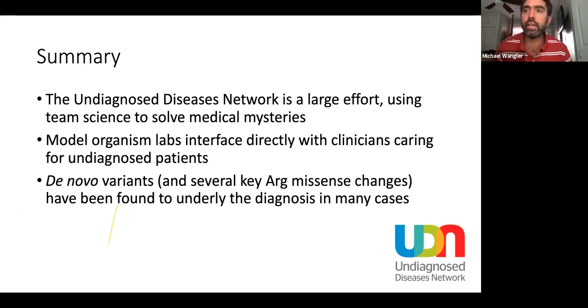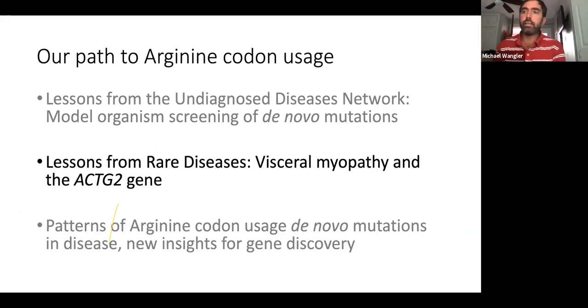So that leads us to the next part. That's one line of evidence that led us to get interested in these arginine codons. The next one was more glaring, more obvious. It was just shouting at us. And it came from studies on a different rare disease called visceral myopathy.